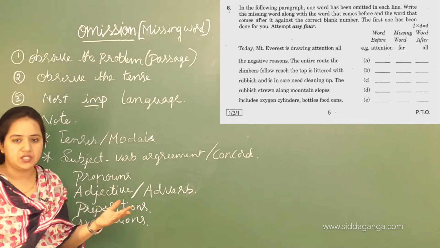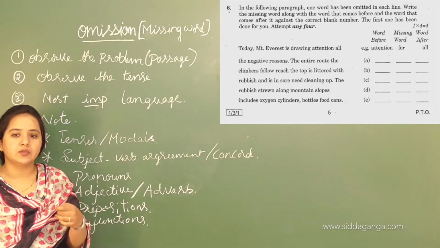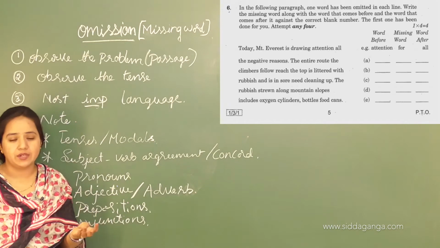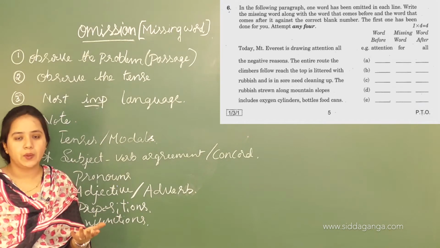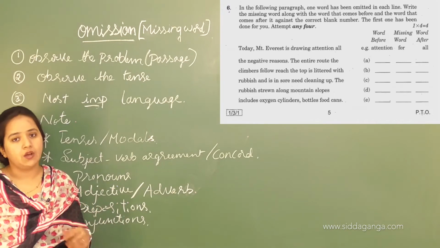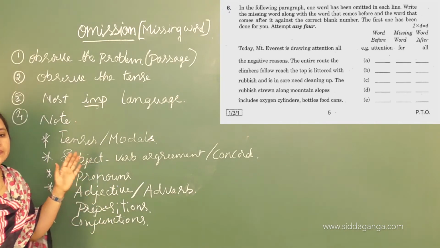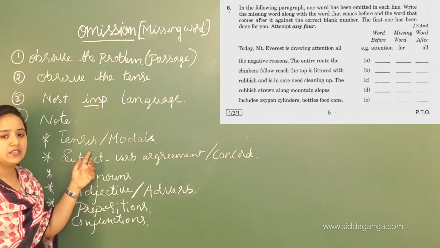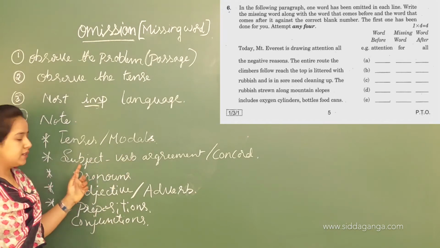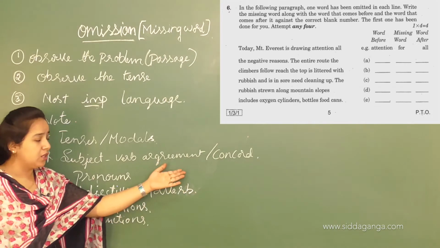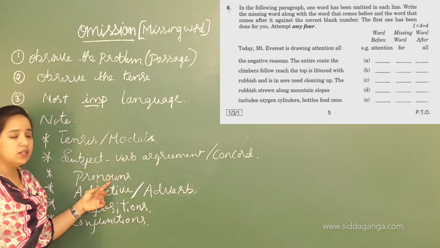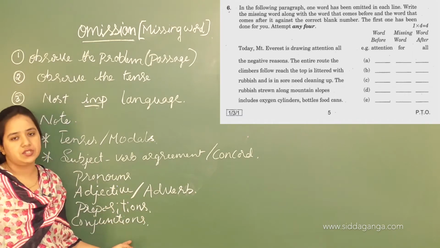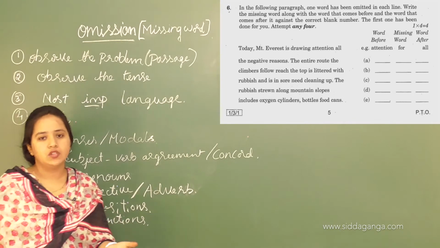And the next thing is the language. Whatever meanings and words are presented in the passage, you should know them very well. You should enhance your vocabulary and know the meaning of those words. Then there are some grammatical points to identify. First you should identify tenses, then modals, then subject verb agreement, or subject verb concord, then pronouns, then adjectives and adverbs, then prepositions and conjunctions, and you will get some other grammatical points also.